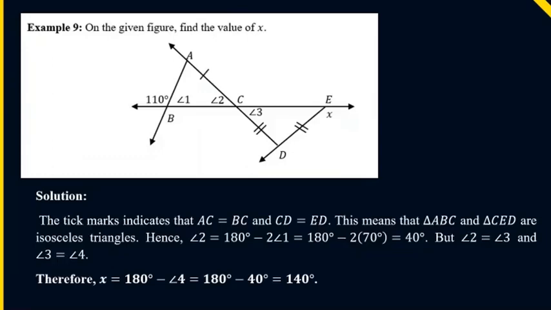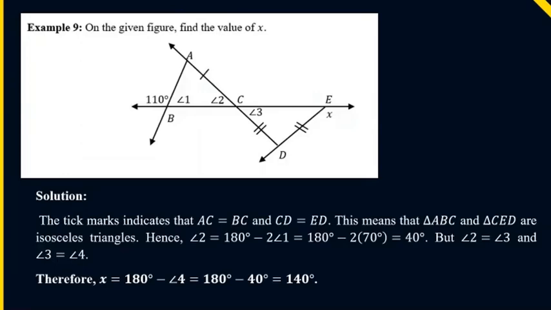This means that triangle ABC and triangle CED are isosceles triangles. Hence, angle 2 is equal to 180 minus 2 times the measure of angle 1. Then, the given angle that we have is 110 degrees, so 110 minus 180 gives 70 degrees. Therefore, angle 1 is equal to 70 degrees. So we have 180 minus 2 times the measure of angle 1, which is 70 degrees. Therefore, it is equal to 40 degrees.